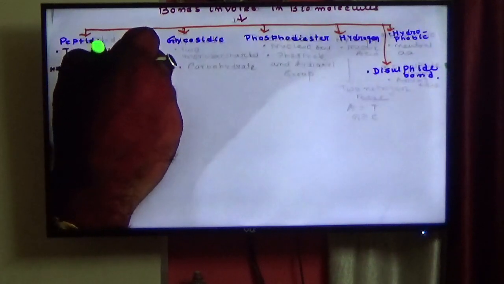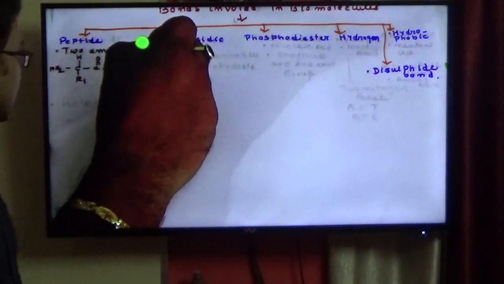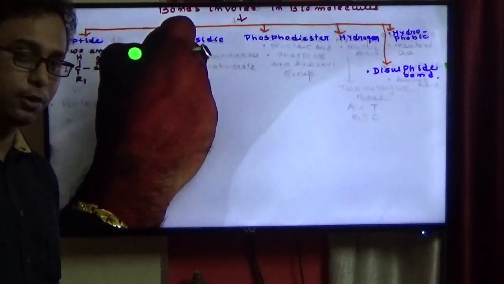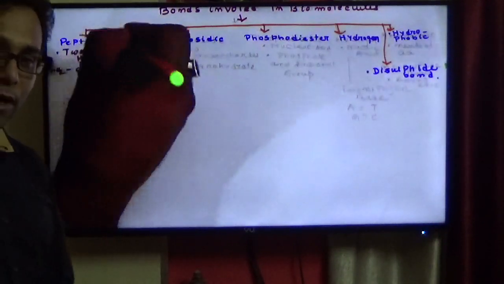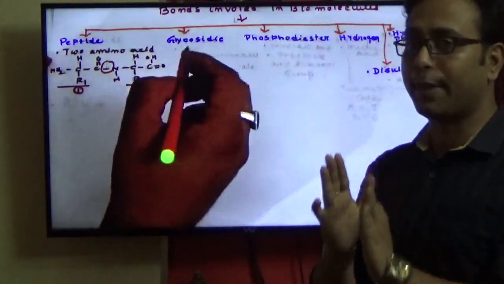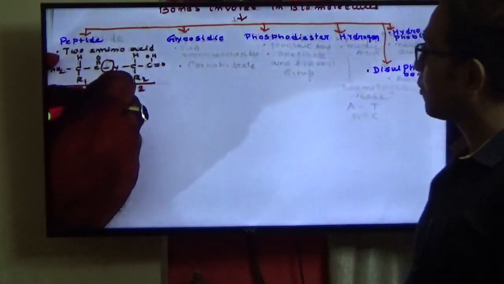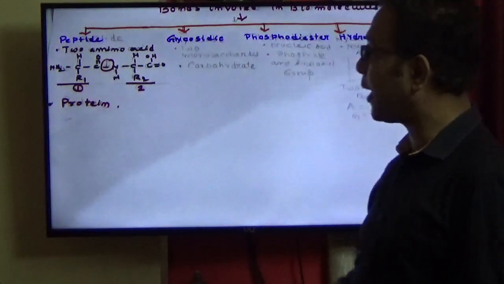Next we discuss the first type of bond, the peptide bond. A peptide bond is present between two amino acids. You know the general structure of the amino acid is CH, and on one side of this structure a COOH group is there, on the other side an NH2 group is there. But when two amino acids are joined together, these peptide bonds are formed. So always bear in mind, the peptide bond is present between two amino acids. Amino acids 1 and 2 are joined together by peptide bonds and then proteins are formed.